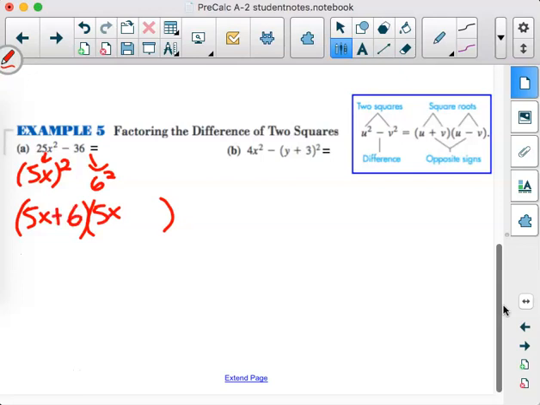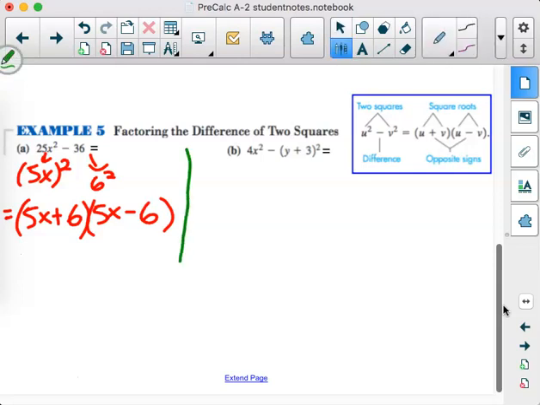And then we'll have to have a plus 6 and a minus 6 in the back in order to make this work. And there are no more squared terms, so there would be nothing else that we can do there. Now for B, this one's a little bit different.